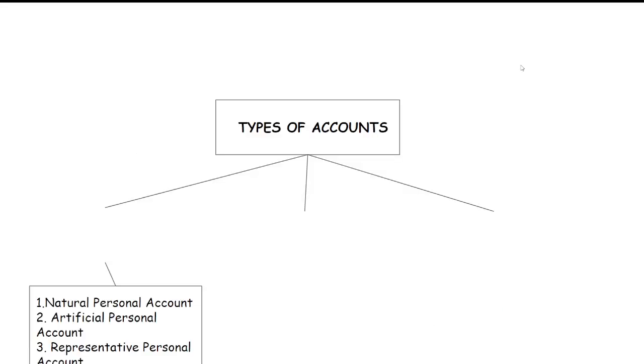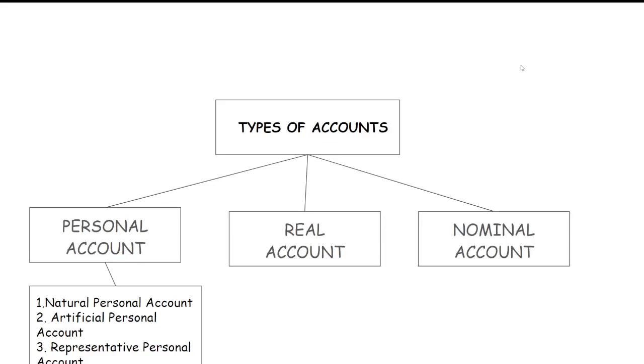But before that, we should know what are the various types of accounts. So let us understand today. There are main three types of accounts. One is personal account, other one is real account, and the third one is nominal account. Personal account meaning it is of a person. Now not necessarily it is an individual, it can be of an artificial person as well. Now when I say artificial person, it can be any business entity, right?